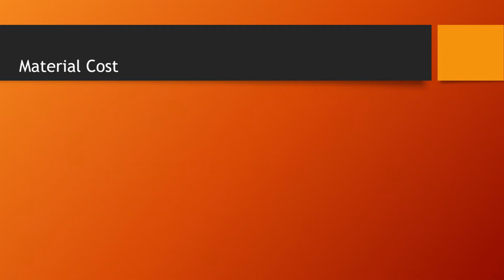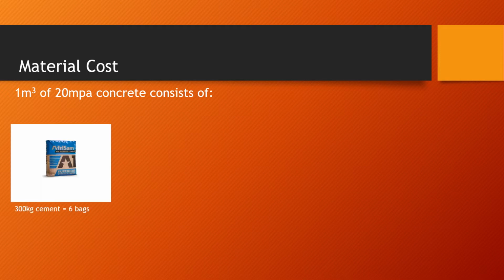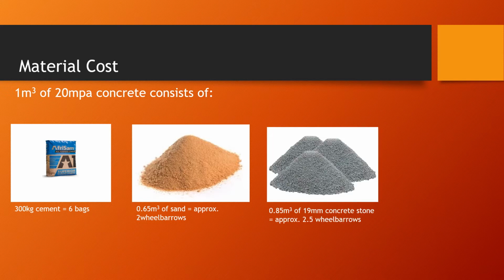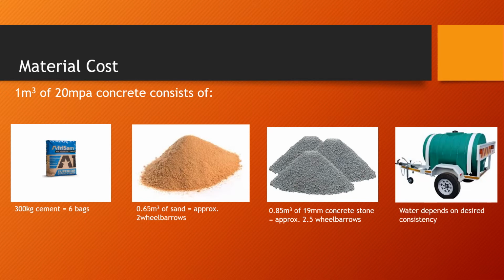So now we're going to first look at the material cost. Now 1 cubic meter of concrete consists of cement, 300 kilograms, which is approximately 6 bags, 0.65 cubic meters of sand, which is about, in construction terms, 2 wheelbarrows, and 0.85 cubic meters of 19 millimeter stone, which is approximately 2.5 wheelbarrows. And then you're going to need some water.